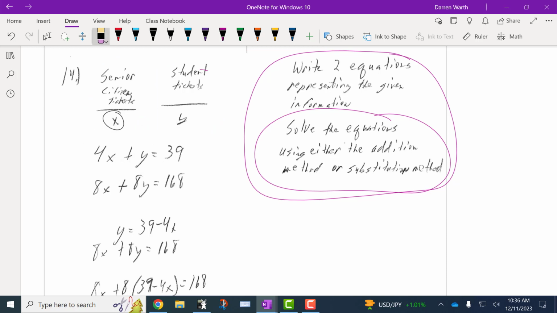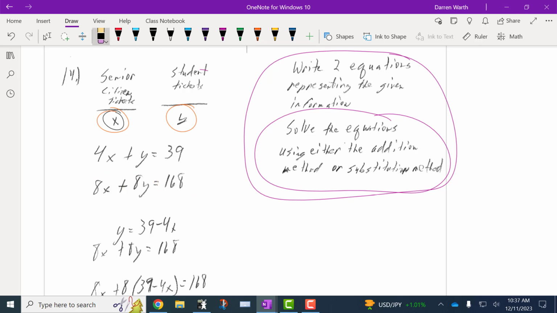Now my second equation, written from the second sentence right here, it says, as you read it, the school took in $168 on the second day, so $168. And it says they sold 8 senior citizen tickets. So here's the X that represents that. That's 8X. And it says that they also sold 8 student tickets. So there's your Y. So that's 8X plus 8Y all equals 168.